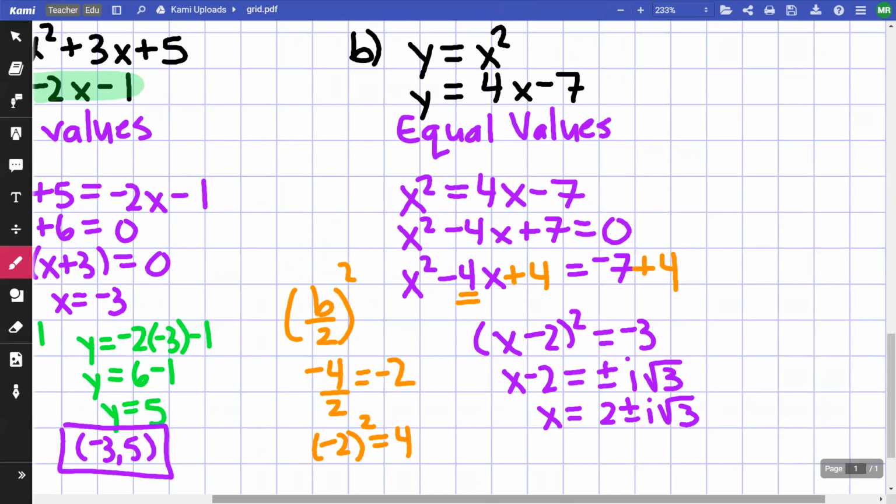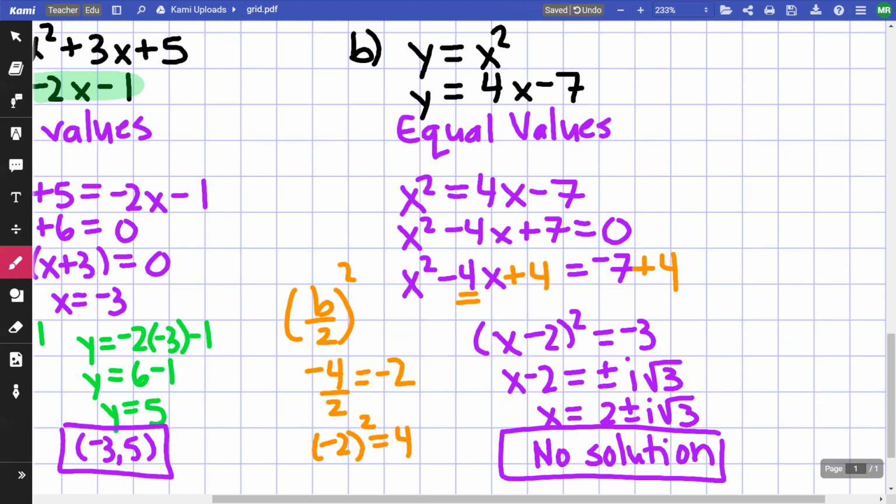Now, what this means is this is a situation where these two graphs did not cross. Does that happen every time you can't factor it? No. This just happened to be a negative 3. If that had been a positive 3, it would have crossed at 2 irrational numbers. So this one is no solution, does not cross. Okay, so you might see that happen every so often.